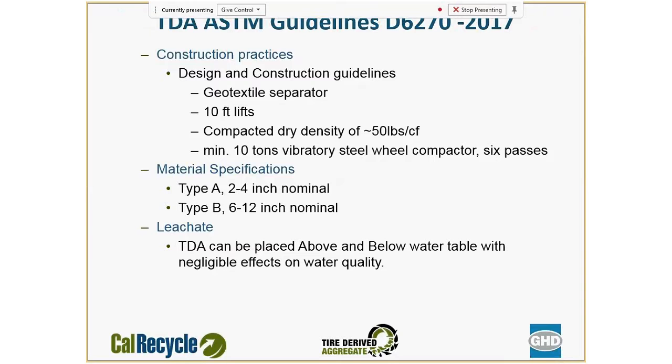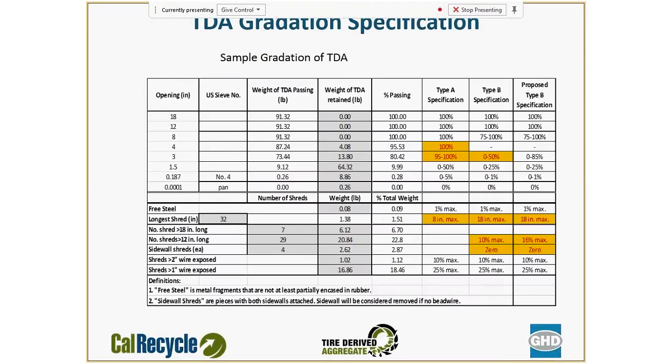Leachate, so we have done a lot of work on this, and it is also outlined in there. You can find the references. This last round, we made sure to put all of the work California has sponsored with different universities about this topic into the reference. Basically, it can be placed above or below groundwater, and you're going to have iron coming off of it, and that's a secondary water standard, and then it quickly attenuates to very, very low levels. And that's the punchline for that.